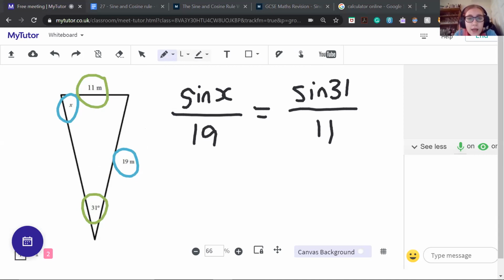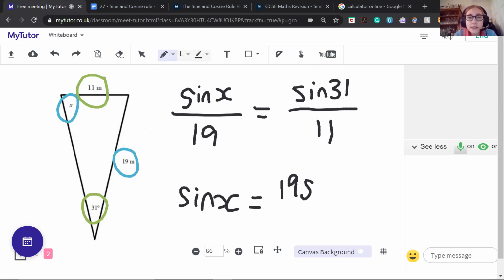And then we want to find sine x. So we're going to multiply it by 19. So sine x is equal to 19 sine 31 over 11. So again, that's just like before. I've just multiplied up by that 19 on the top.